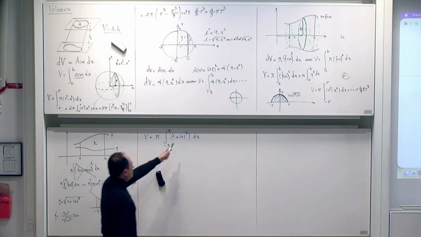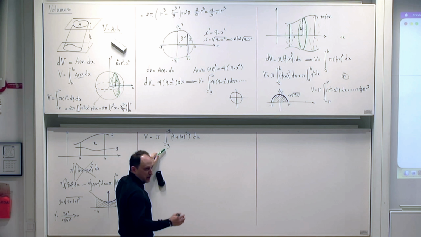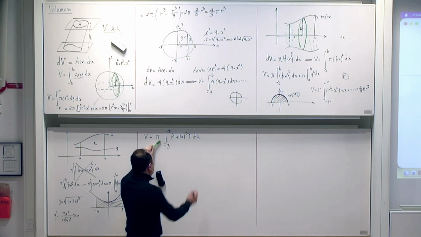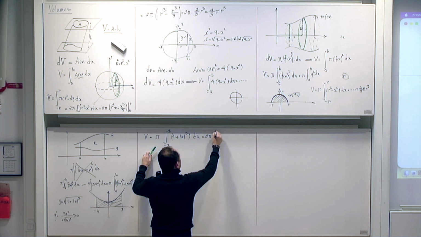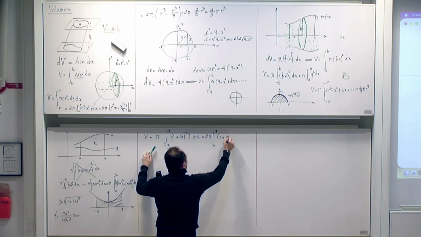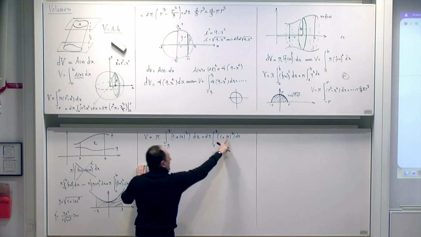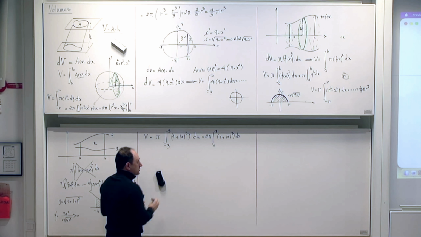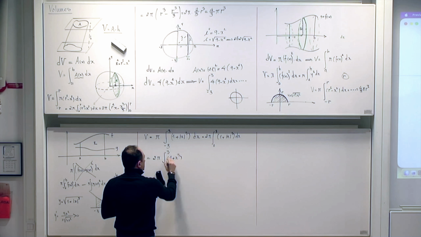Because is this function even or not? If I change x to minus x, nothing changes. So this function is even. And this is from a minus number to the positive of the number. I prefer to write it 2 times integral from 0 to 3. But the benefit of doing it in this way is that now I don't even need the absolute value because x is positive. So the next step, I just simply remove the absolute value and then calculate just this integral.